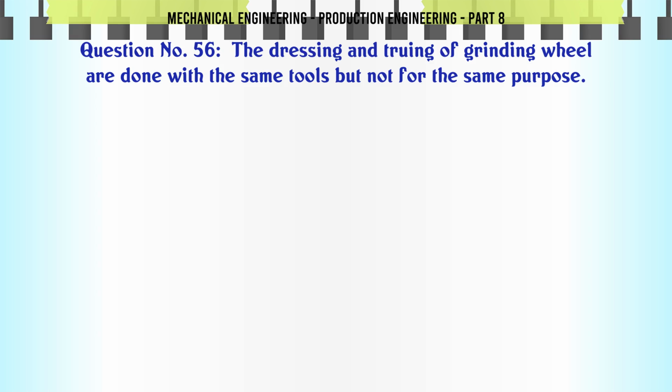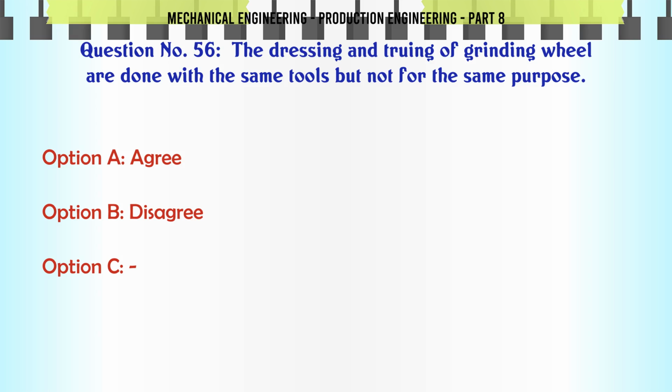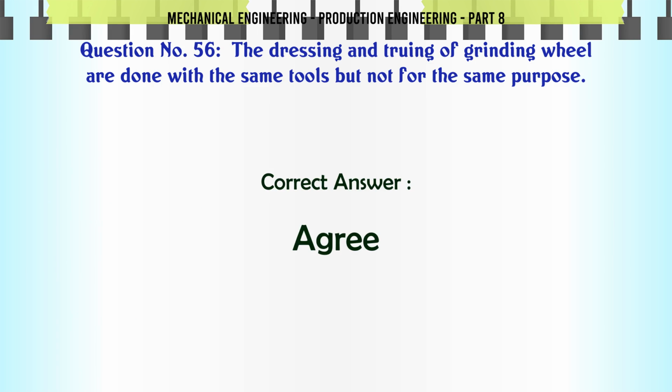The dressing and truing of grinding wheel are done with the same tools but not for the same purpose. A. Agree. B. Disagree. C. D. The correct answer is agree.